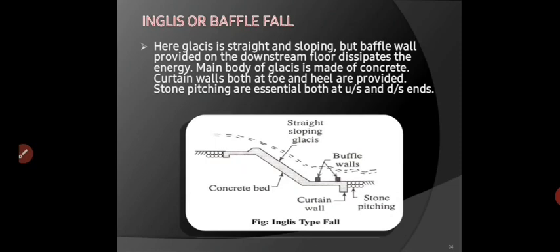English or Buffalo fall. Here the glacis is straight and sloping, but the buffalo wall provided on the downstream floor dissipates the energy. The main body of the glacis is made of concrete. Curtain walls both at toe and heel are provided. Stone pitching is essential both at upstream and downstream side. So here again the fall is of straight slope of concrete, but the falling water energy is dissipated by buffalo walls, which are nothing but concrete blocks provided at the downstream end.